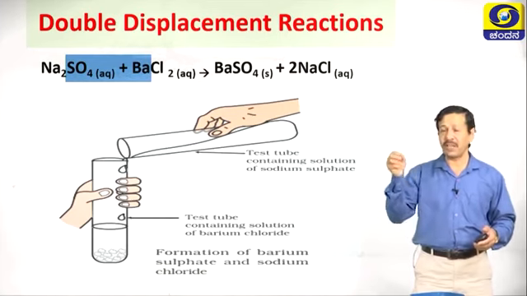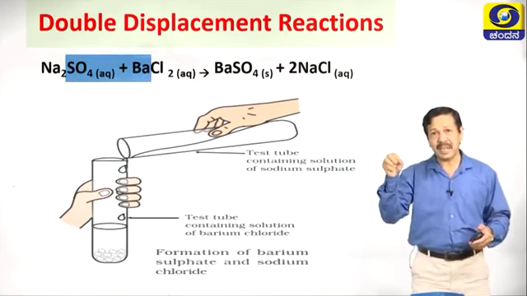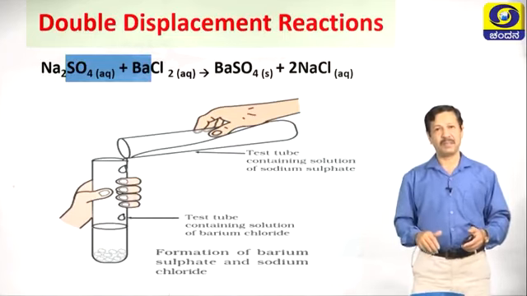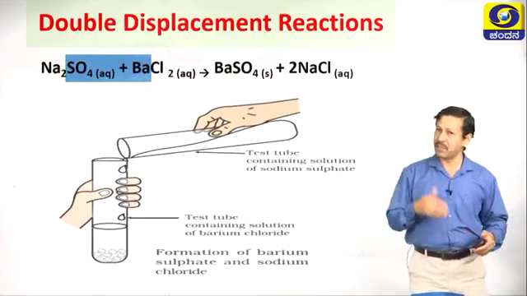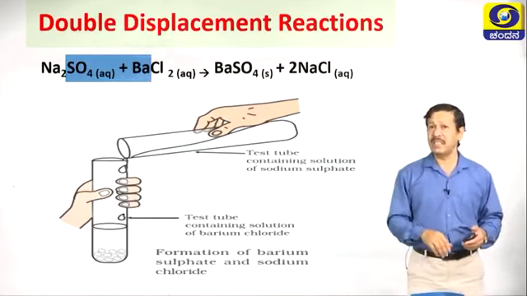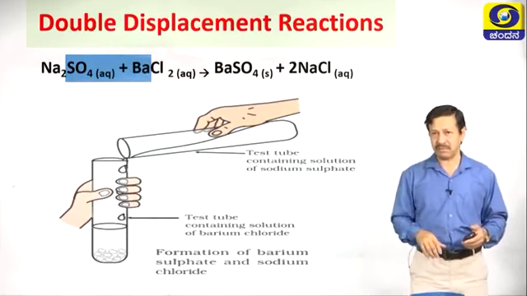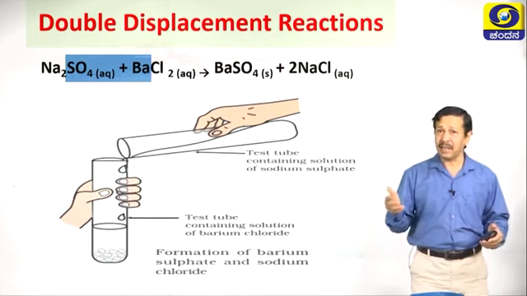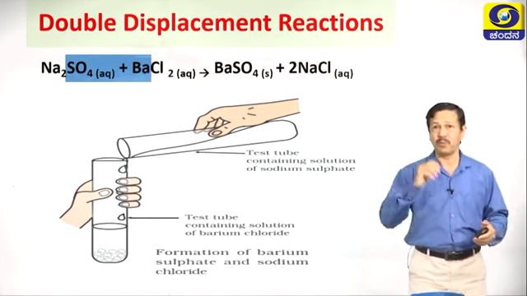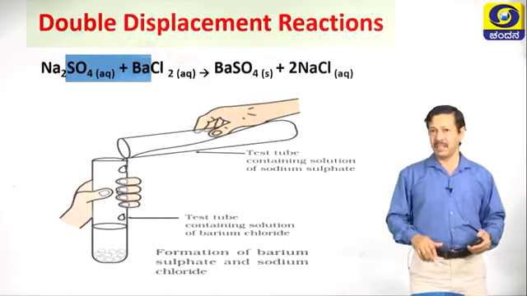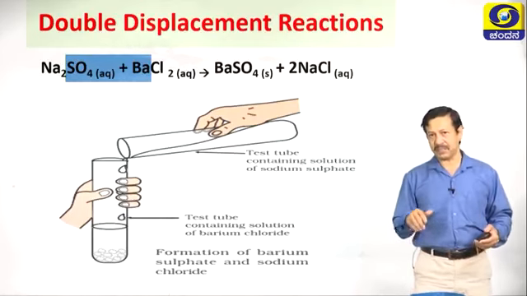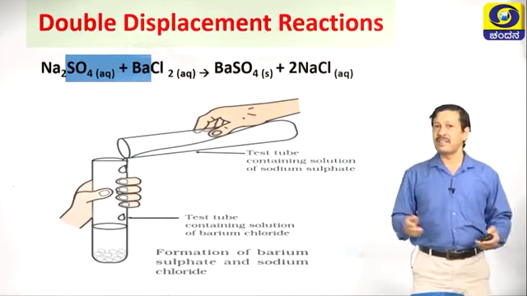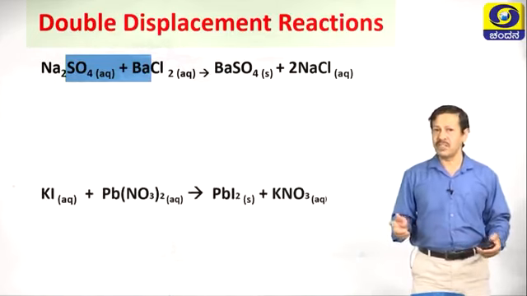Here BaSO4 is solid, it is called a precipitate. Any chemical reaction during which a precipitate is formed is termed a precipitation reaction. A double displacement reaction can be a precipitation reaction also. Here is an example of precipitation. Now, let us see one more example.